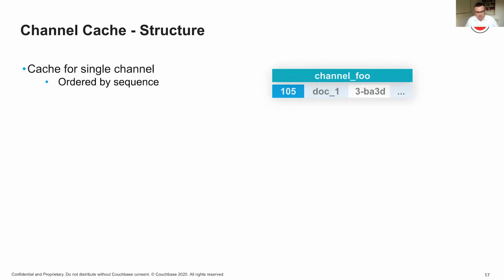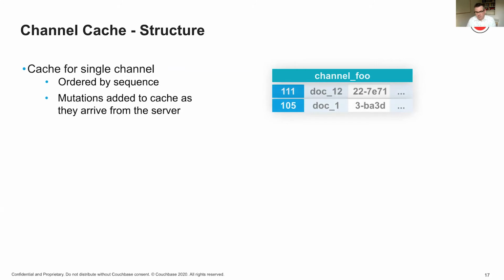So the cache for a single channel, in this case we're talking about channel foo, is going to be ordered by sequence. As mutations arrive from the server, they're just going to be added to the channel cache. And so the channel cache is basically a history of the mutations in that channel ordered by sequence.